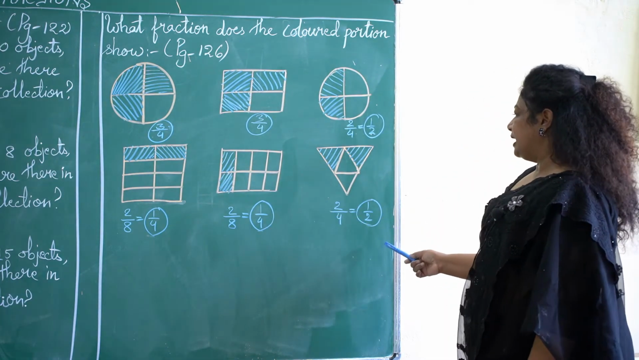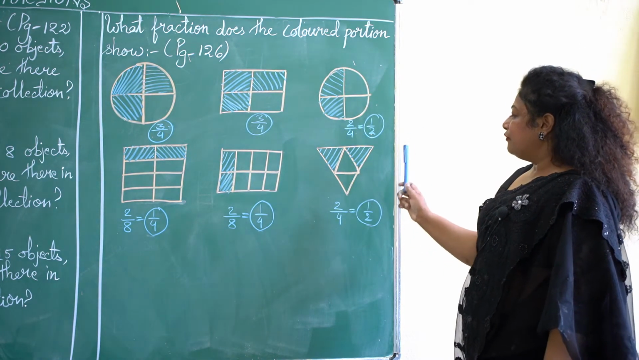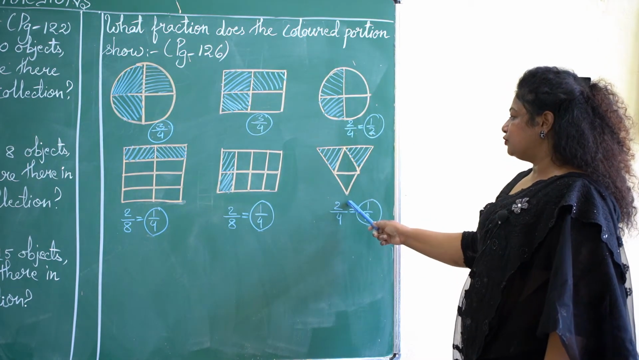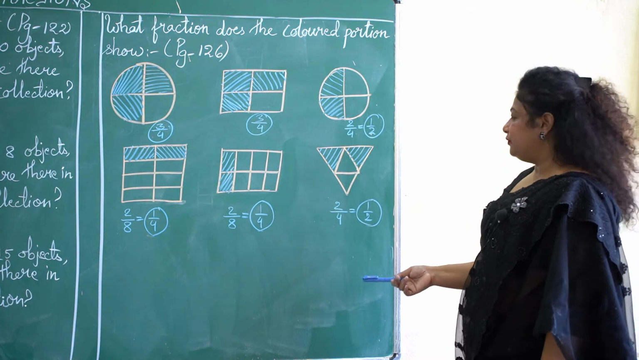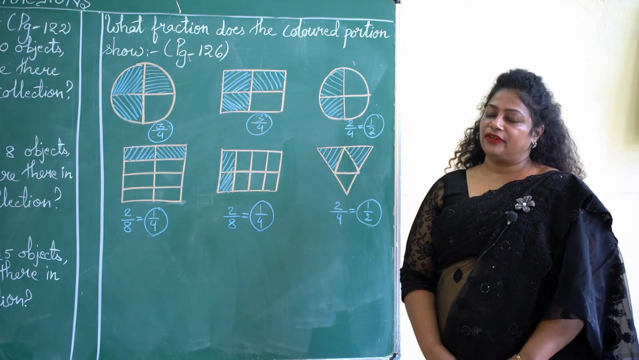Now I am coming to the last figure. The last figure given to you is like this. It is divided into again 4 equal parts. Out of 4, 2 are shaded. So the fraction we got is 2 by 4. Further solving it, we got the answer 1 by 2. This finishes our chapter 12, fractions.